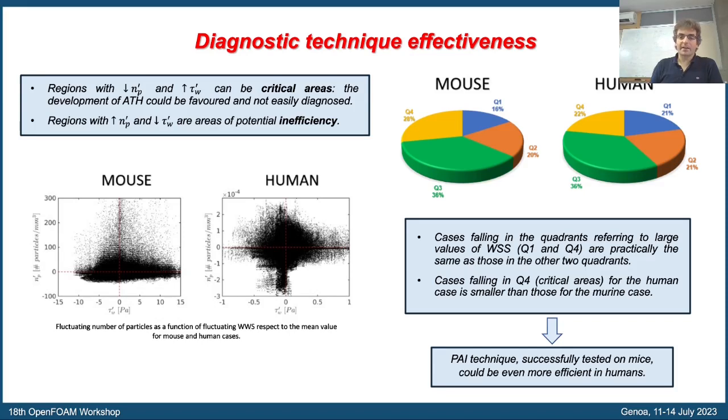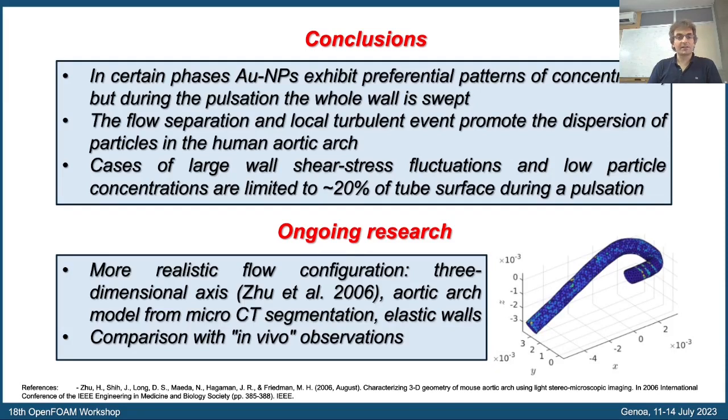In other cases, there is a good probability that the particle reaches the surface, and actually we didn't find any tile, so any place of the surface, where throughout the pulsation cycle there were no particles. So concluding, we could say that the diagnostic technique is somewhat effective because all the parts of the surface were reached by golden nanoparticles.